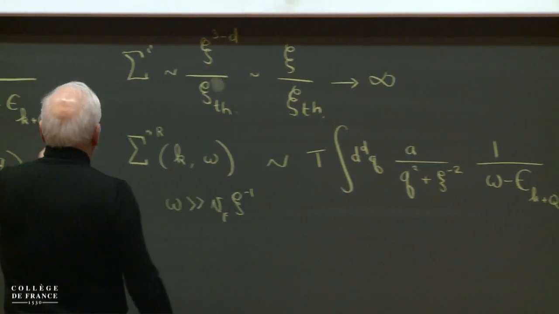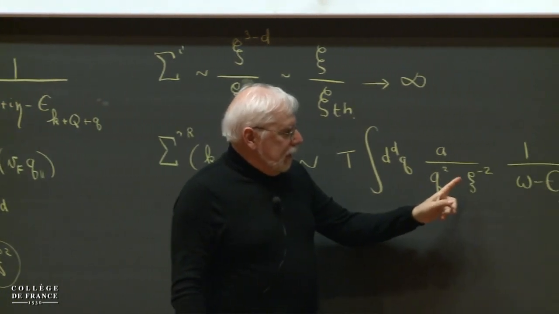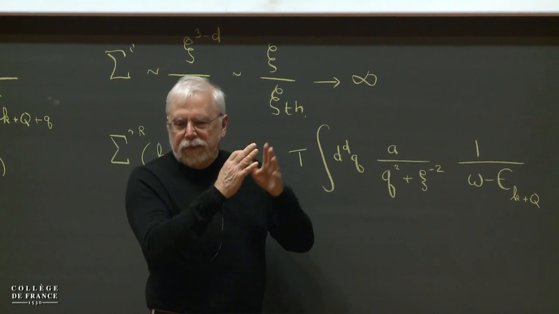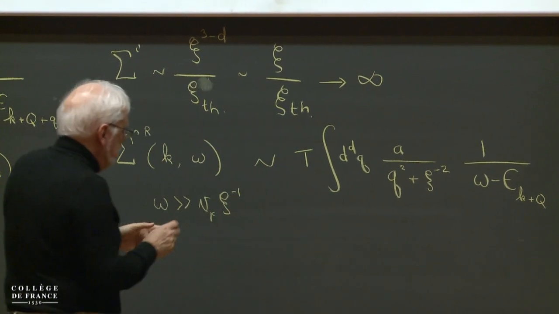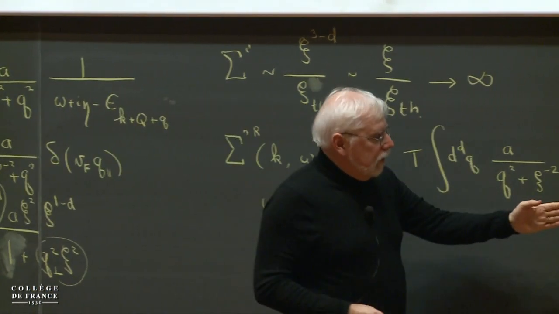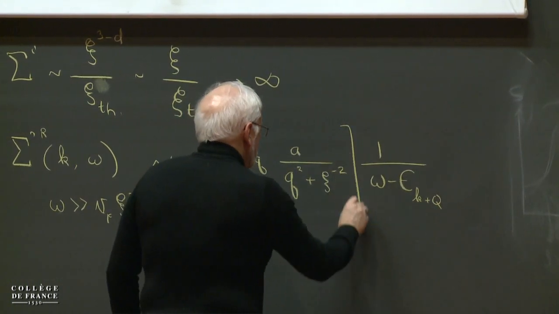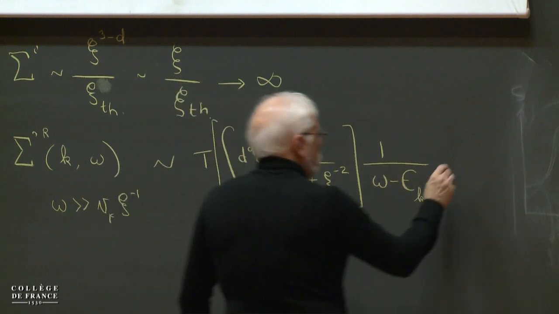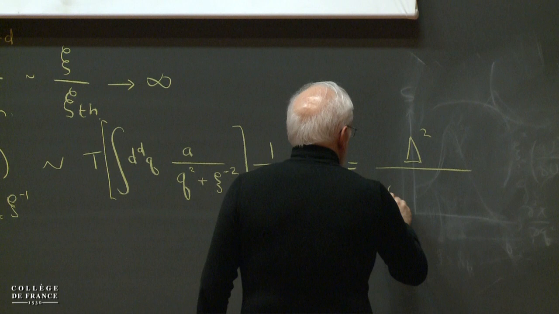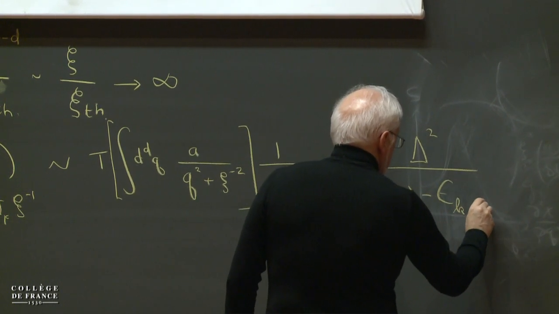And little q is of order Xc to the minus 1, because of this that makes the integral very peaked. So if I'm in this regime where omega is much larger than Vf Xc to the minus 1, I can just drop the Q dependence of this. So this number, you will see why I do this, I call this delta square minus epsilon k plus Q.